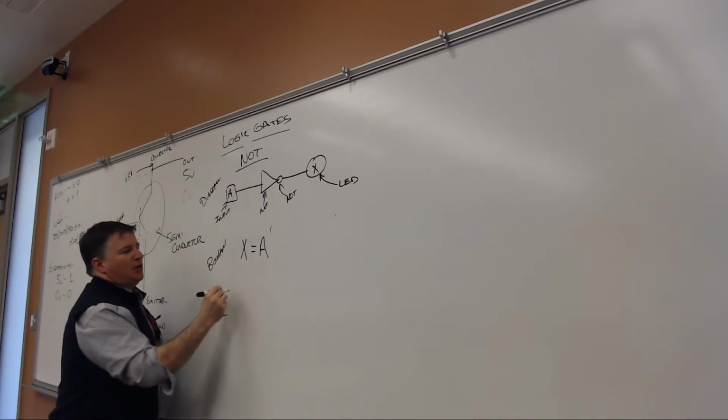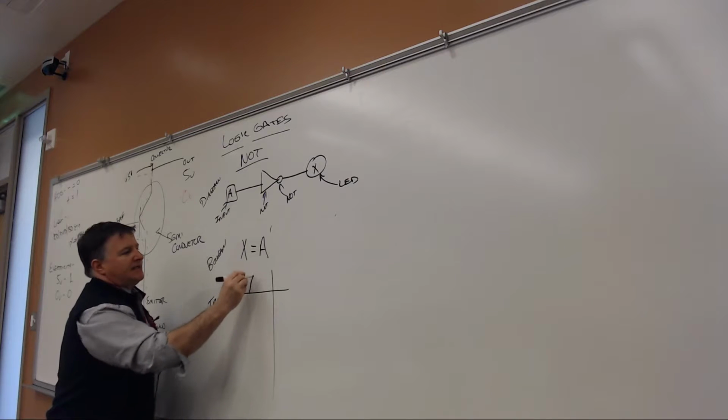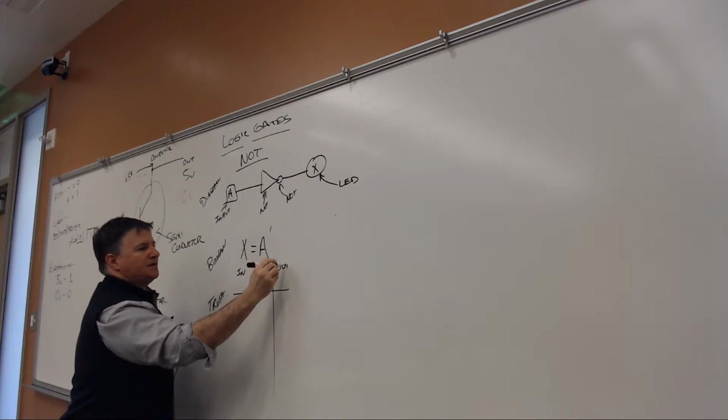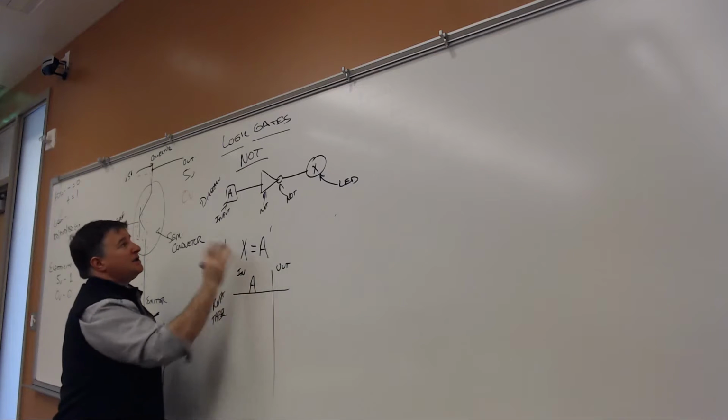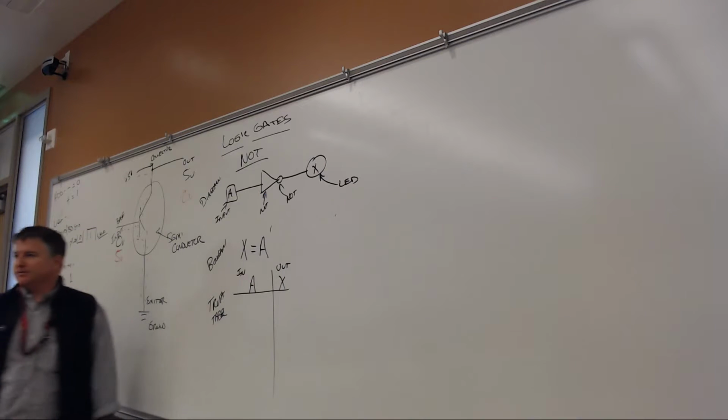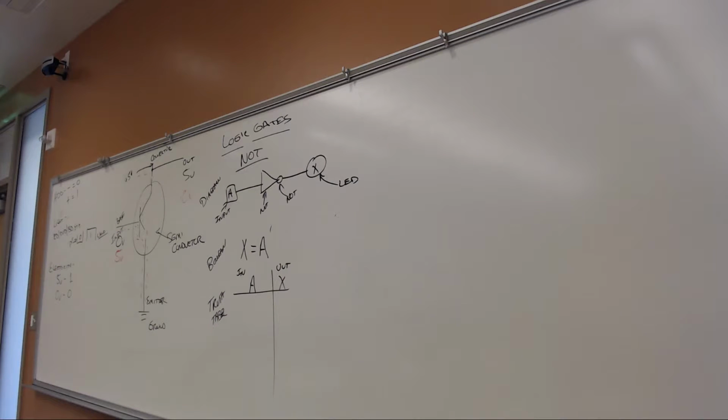Now the truth table has two parts to it. It has the inputs and the outputs. Now in this case, I have one input A and I have one output X. If I have one input, you're about to log out. I don't want anybody to log out of your machines because we're going to switch to software in a minute. So pay attention, make sure you don't get logged off accidentally.